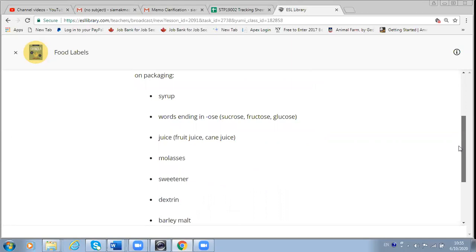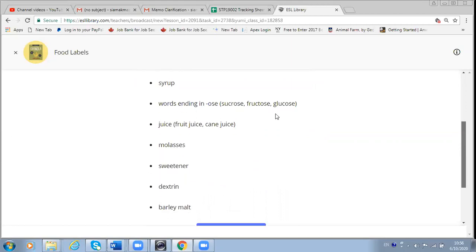This is the warning that the site is telling you. For example, they write the word syrup. You know syrup? Yeah, like maple syrup. Maple syrup means sugar. It doesn't make any difference. It's a syrup anyway. Words ending in OSE, like sucrose, fructose, or glucose, all of them are sugar. Fruit juice or cane juice, also sugar.